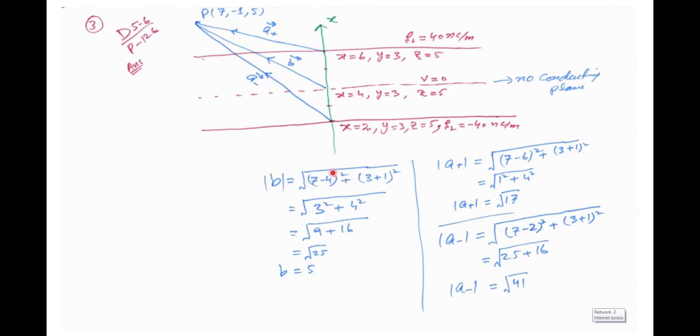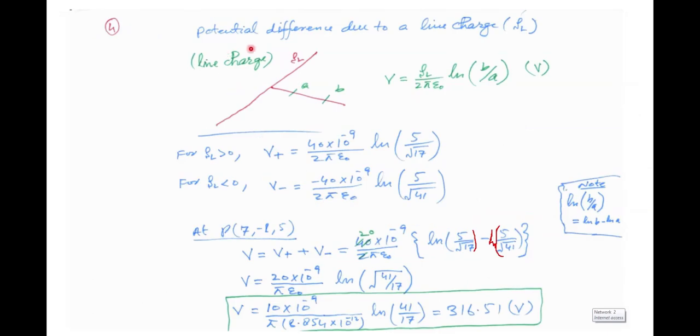Let us first measure the magnitude of b vector, which is equal to 5. The magnitude of a plus vector, that is the vector from the line charge to the field point P, is equal to square root 17. The magnitude of the vector from the image charge to the field point becomes equal to square root 41.